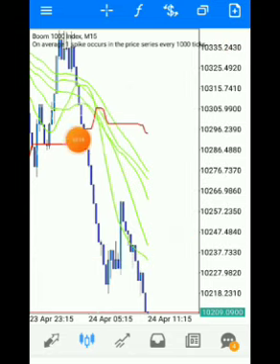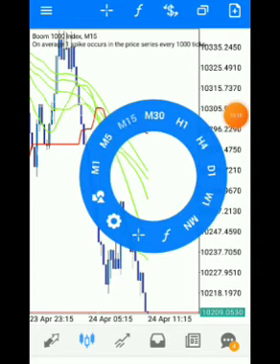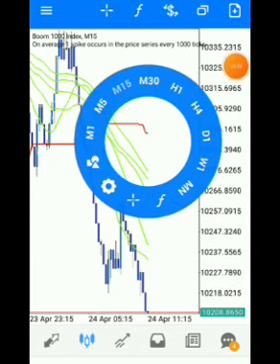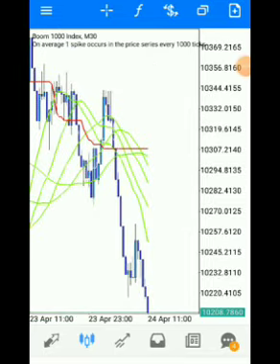Sometimes you can see the Ichimoku tell you to sell. But if you look at your higher time frame, you could see that the market is actually in a support zone where you don't need to sell. You don't need to sell from a support zone, trader. You need to buy from a support zone and sell from a resistance zone. So you need to be careful. The indicators are not 100%.